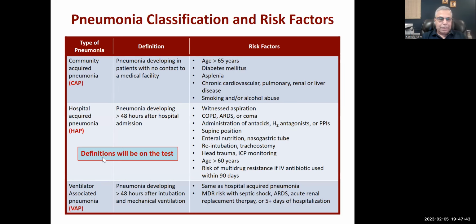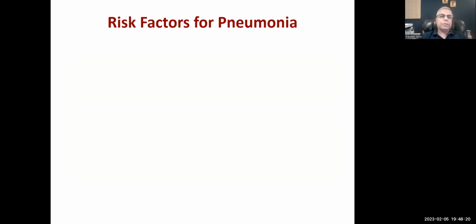details, and these definitions will be on the test. I've already given you the definition. Community-acquired pneumonia developing in patient with no contact to medical facility, which is outside the hospital or within 48 hours of hospital admission, and then hospital-acquired and ventilator-associated pneumonia. It includes after intubation or after extubation. Both are included in the definition, right? And here I have given you the risk factors for all these types of pneumonias.